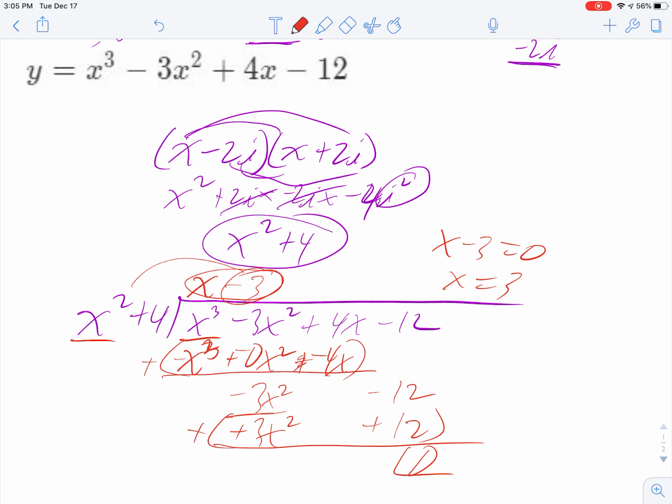I personally prefer the synthetic division method, but this is an option if you like it. That's all for now. Thanks.